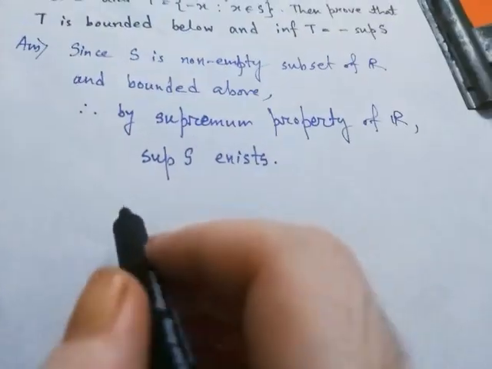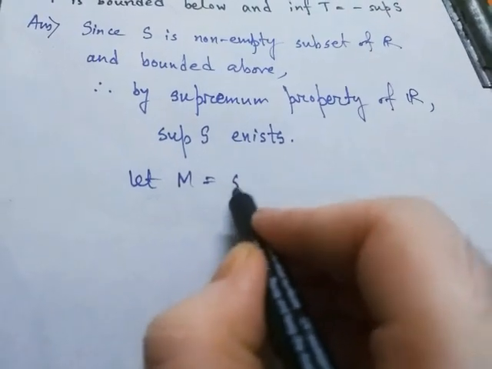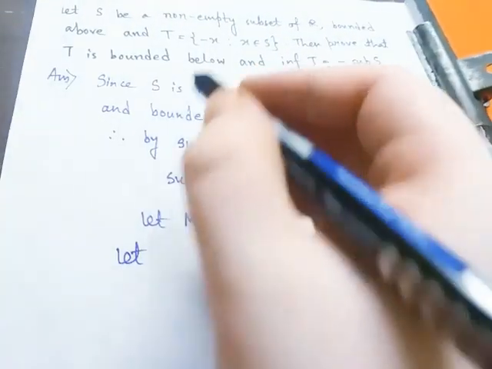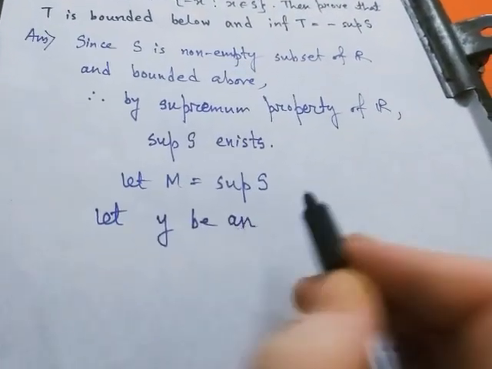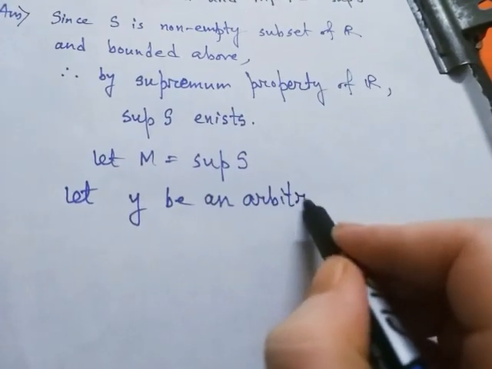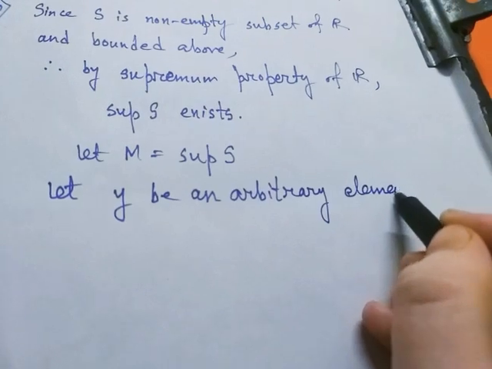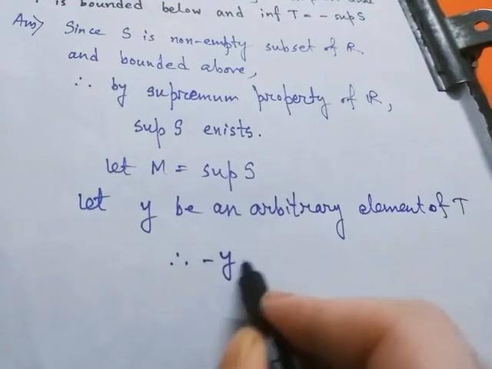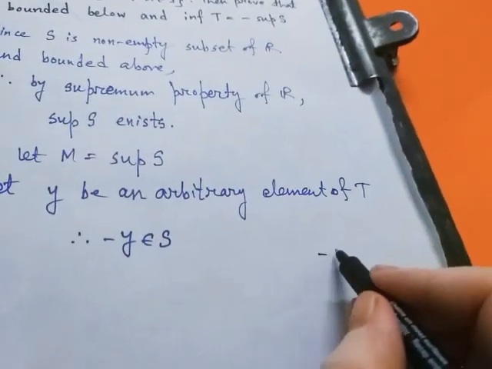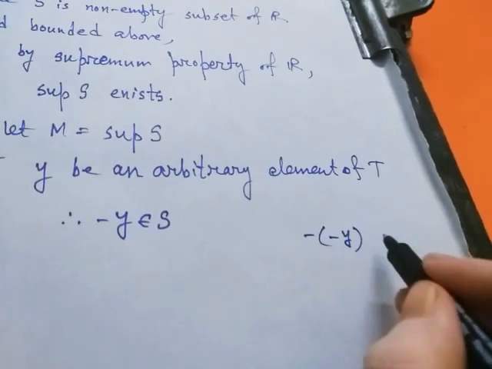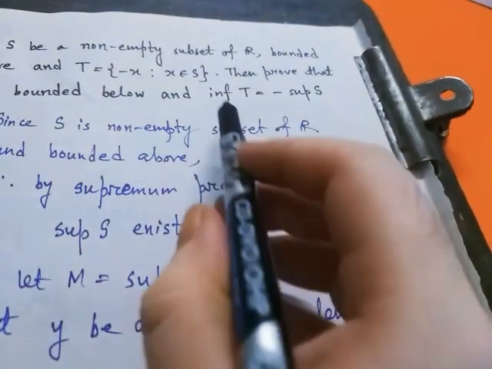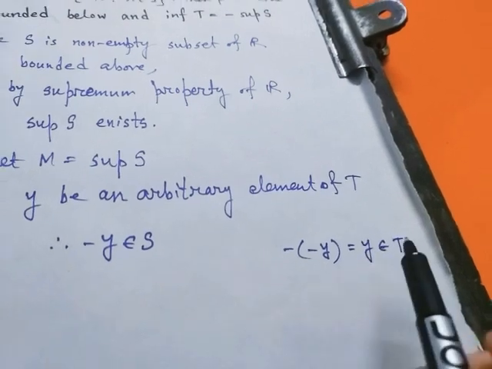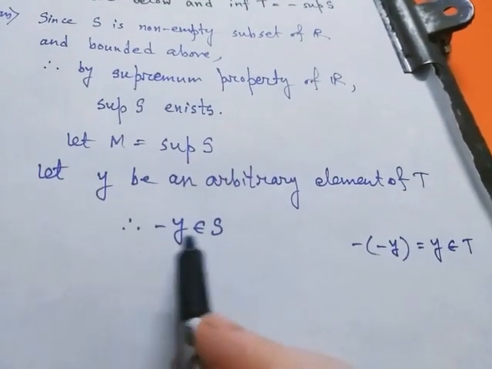Now let capital M equal the supremum of S. Then let Y be an arbitrary element of T. Then obviously minus Y belongs to S, because minus of minus Y, which equals Y, belongs to T. Here x belongs to S implies minus x belongs to T. So Y is an arbitrary element of T, and obviously minus Y belongs to S.